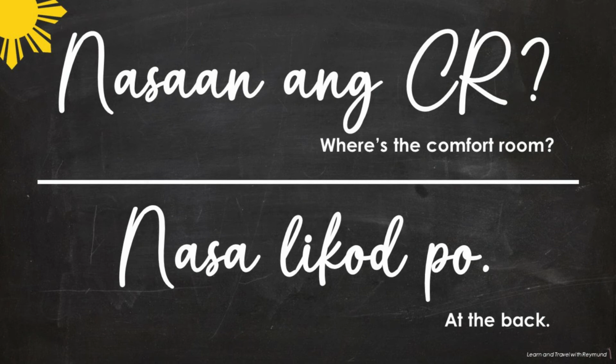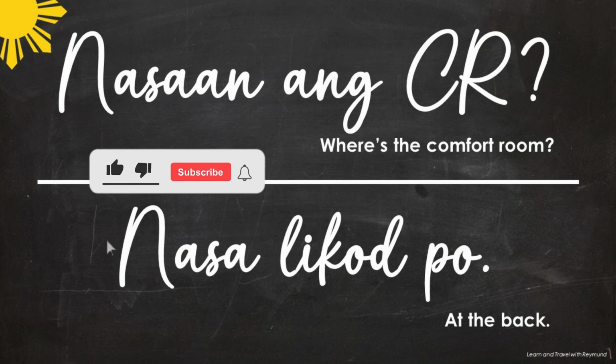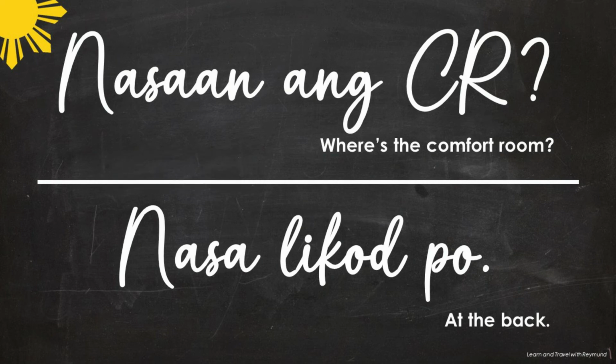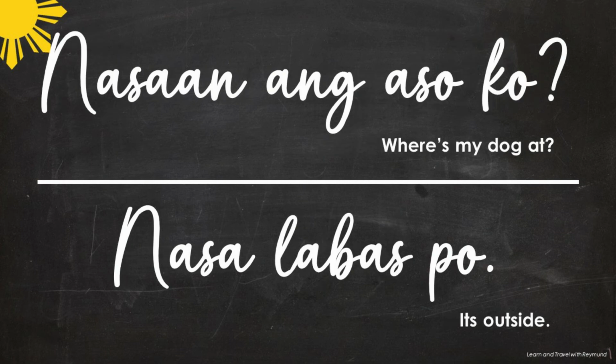Another is, nasaan ang CR? When we say CR, that means comfort room. Or you can also use the word palikuran, or bathroom. It's synonymous with the restroom, but here in the Philippines, we use CR instead of restroom or bathroom. Nasaan ang CR? Where's the comfort room? And then to answer, you say nasa plus the location or direction. So nasa likod po, it's at the back. Likod is back. Or nasa labas po, it's outside.